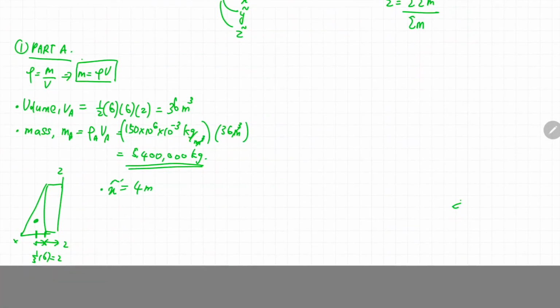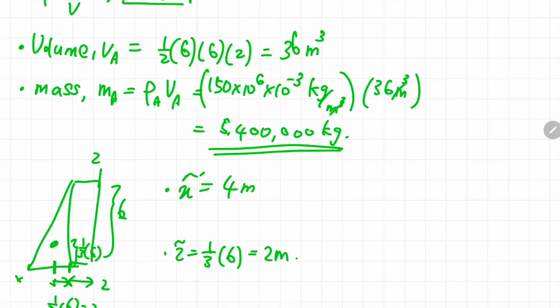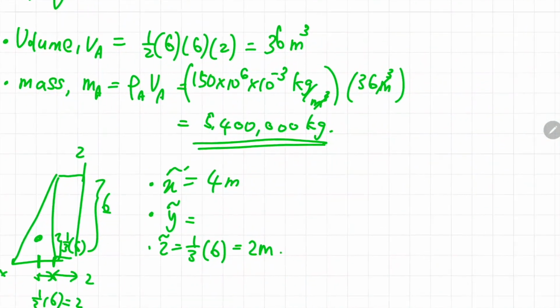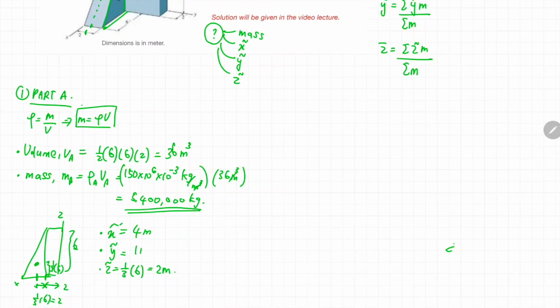Now we know that the total height of this block along the z direction is 6 meter. Therefore, the location of the centroid from the origin along the z direction will be 1/3 of its height of 6 meter. So the z curve would be 1/3 multiplied by 6, which is equivalent to 2 meter. So the coordinate of the z curve for block A would be 2 meter. Accordingly, for the y curve, the y-axis is over here. The thickness of block A is 2 meter, so the middle point would be 1 meter from the origin. So the y curve is 1 meter.